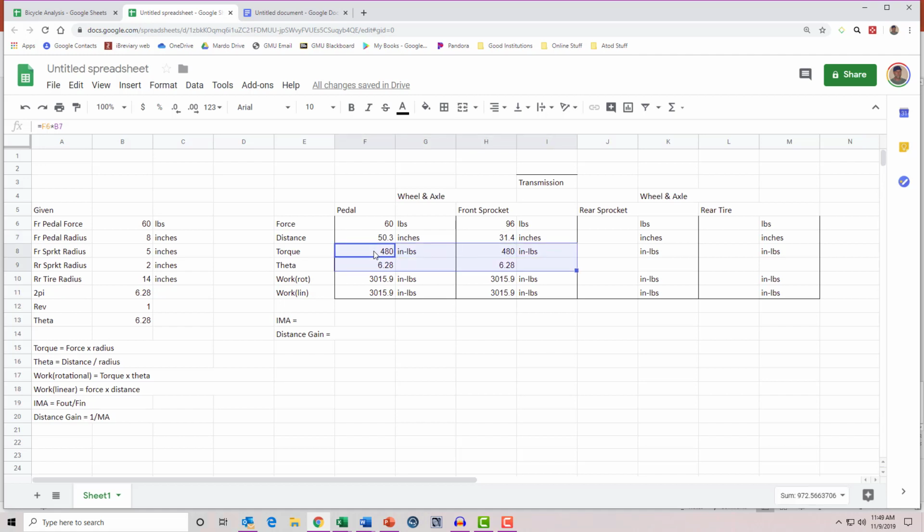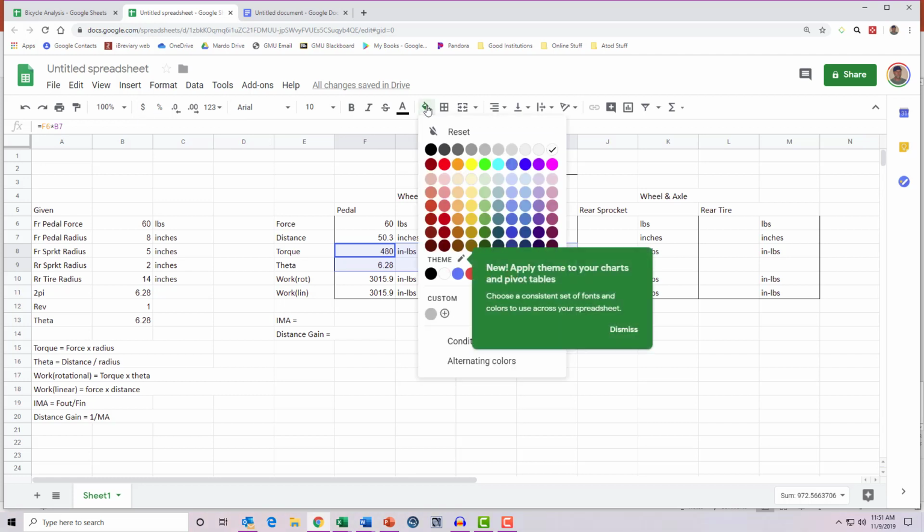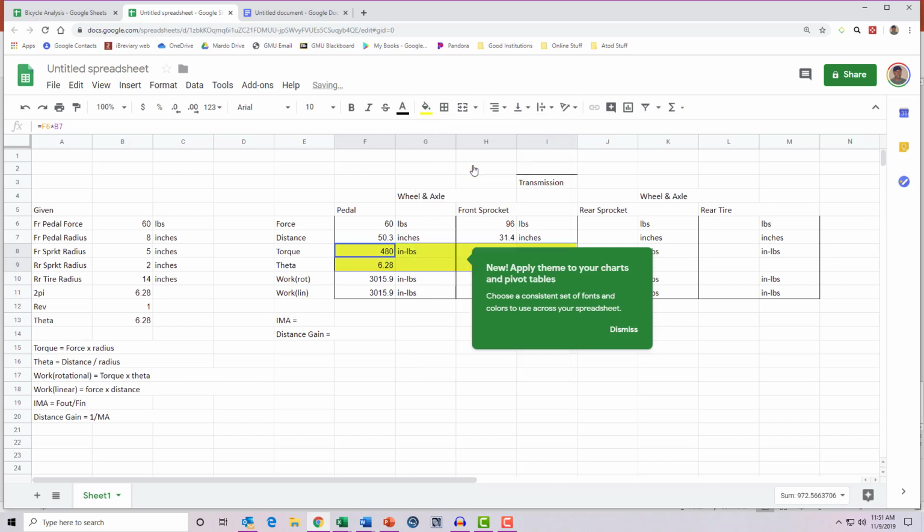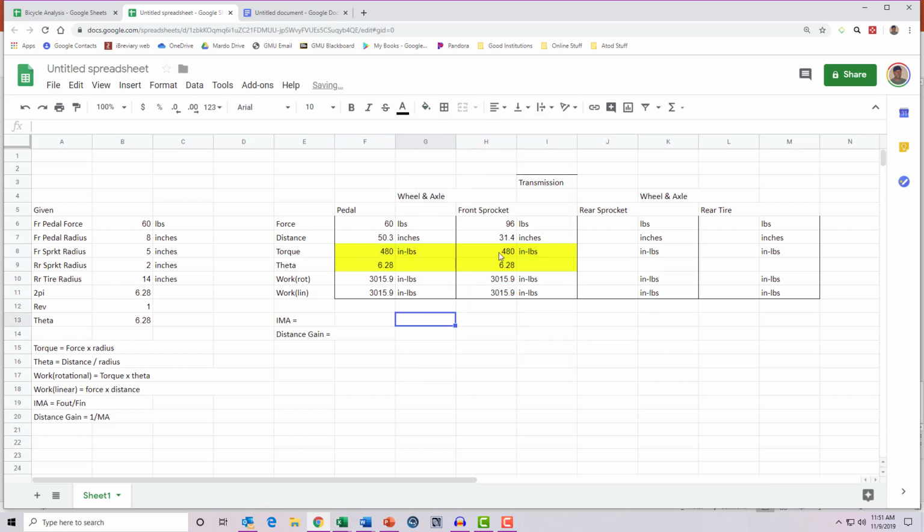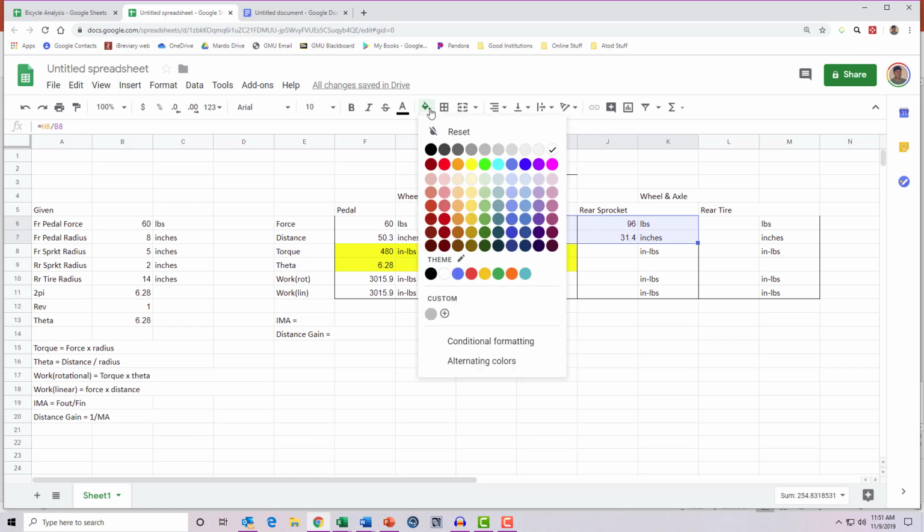So I'm going to highlight this, and I'm going to come up. So I look at fill color, and I will just go ahead and put yellow, showing that this and this are the same. Now, remember, in transmission, force and distance are the same. So I'm just simply going to say this equals this, and this equals this. I say equals, but you can use the plus sign as well. And I want to show that these two are the same, so I'm going to select my highlight color and just choose a different color.